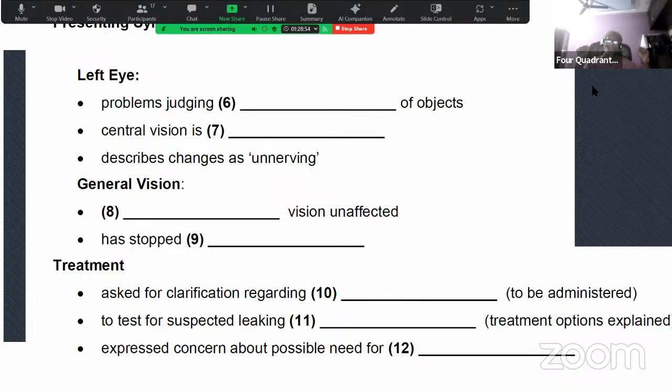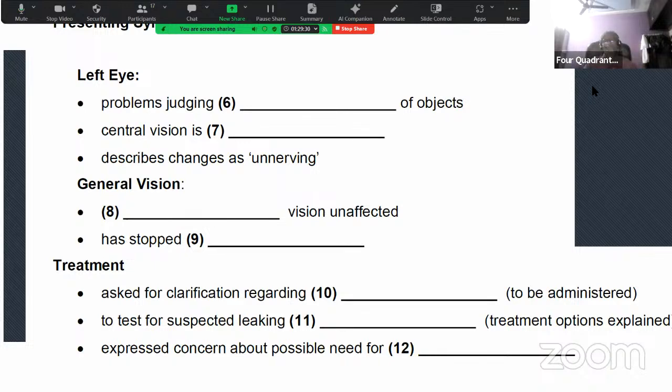Asked for clarification regarding dash to be administered. Okay, clarification regarding medications, drugs, ointments, eye drops, creams, surgery. Okay, recovery, anything. So think about all the options. You can think whatever you want. No problem at all. Thinking is not a problem. Okay. When you are brainstorming, you'll be ready for the exam.